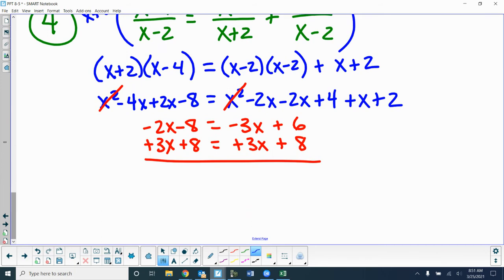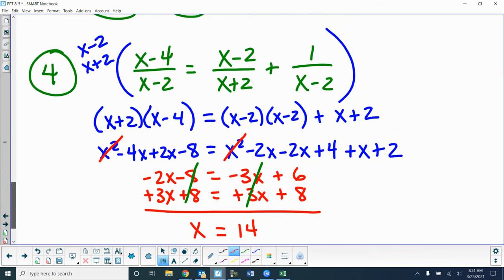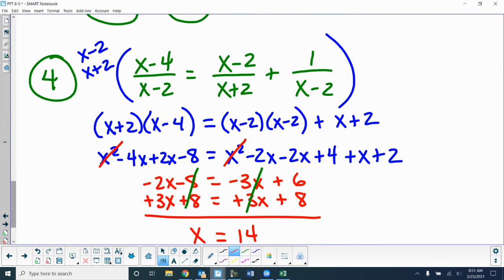Okay, so those canceled out and those. So negative 2x plus 3x is x. Well, that's what I want, x by itself, right? And then 6 plus 8 is 14. Is it okay to move that 14 and put it in the bottom there? Yeah, it'll work.